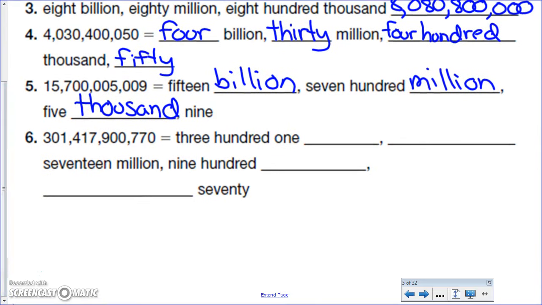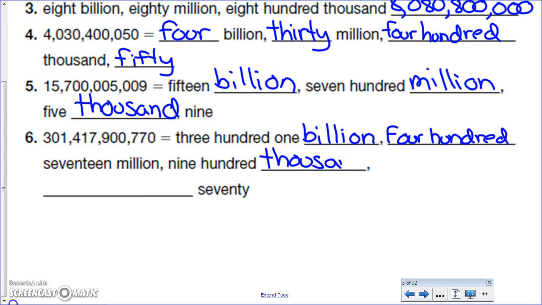For number 6, we have 301 billion, 417 million, 900,000, 770.